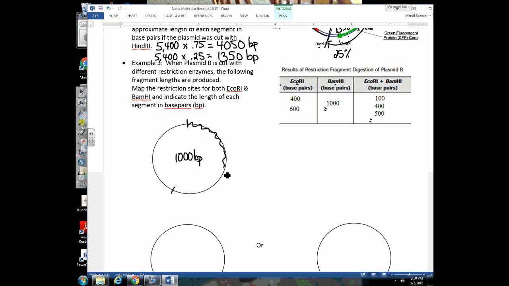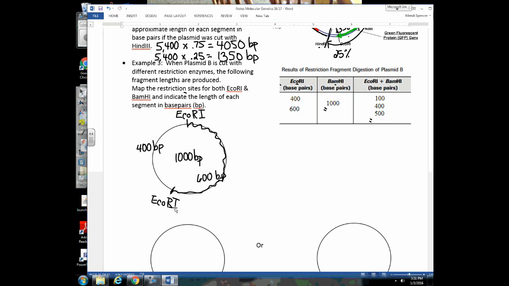So this segment would be the one that's 600 base pairs long. And this segment would be 400 base pairs long. And we would want to label these restriction sites if it asks us to do that. And basically, we're just labeling it with the restriction enzyme. So this is a restriction site for EcoRI. And this is a restriction site right here as well for EcoRI. But we're not done yet because they want the restriction sites for EcoRI and for BamHI.